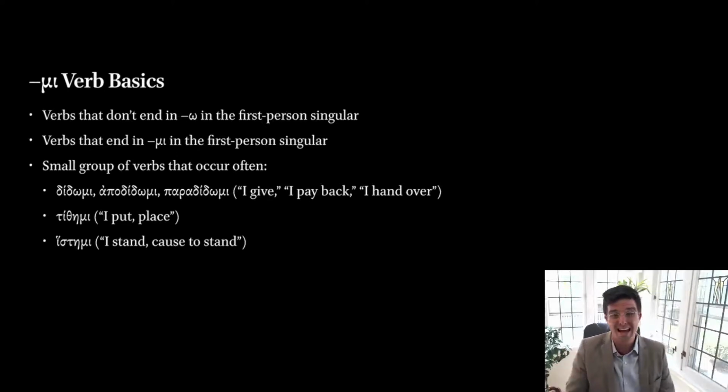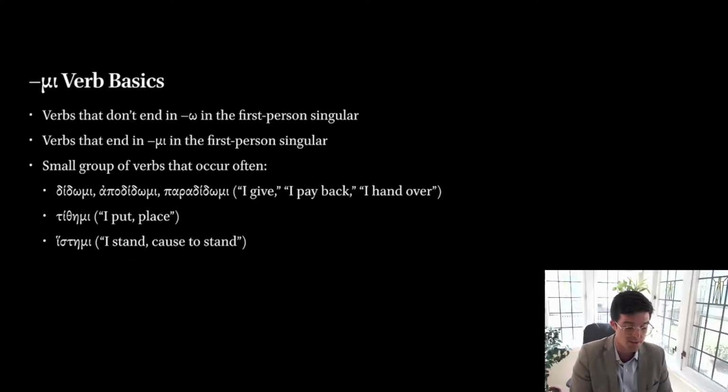You don't need to be as familiar with them, but you do need to know how to get information about them. So, as I said, these are our small group of mi verbs that occur frequently in the Greek New Testament, and you'll notice that all of these end with mi. And these are all the present active indicative first person singular forms, as also these translations indicate.